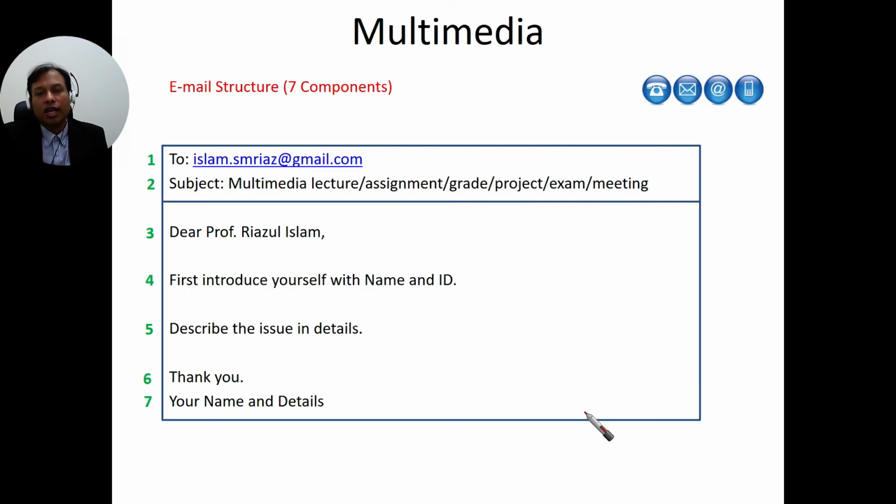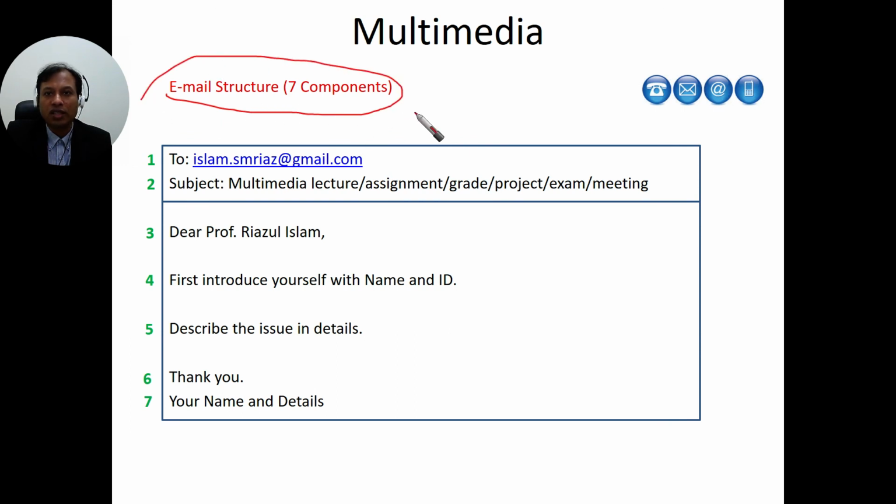Always be professional, because we need to practice professionalism. It's not only with me, but with any other person, any corporate office, or the outer world, or other professors. Even after finishing your undergraduate degree, you all need to communicate at a different scale and level. So this is how your email structure should be.